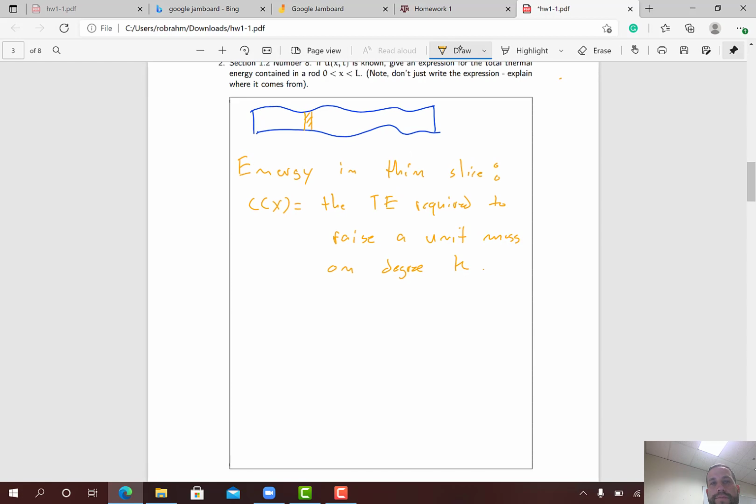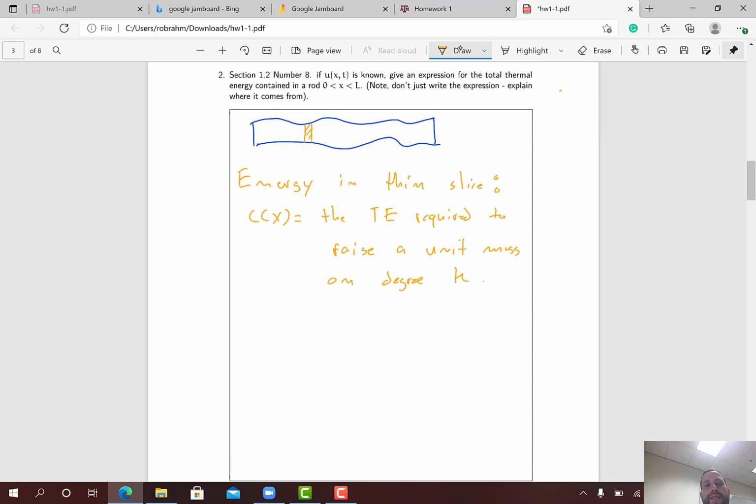1 degree Kelvin. Remember, technically c of x should depend on u, but we're assuming it's not going to depend on u. There's an exercise where you don't assume that it's independent of u. In other words, you use the fact that it is dependent on u, but we're going to assume that it does not depend on the temperature for now. So, anyways, it's the thermal energy required to raise a unit mass 1 degree K.